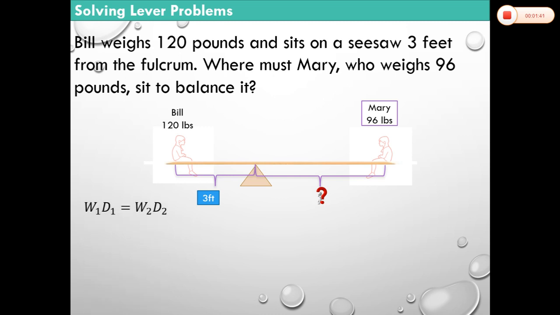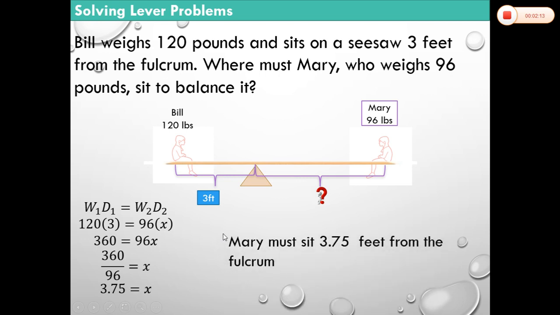By principle, W sub 1 times D sub 1 must equal W sub 2 times D sub 2. Bill is 3 feet from the fulcrum and weighs 120 pounds. So 120 multiplied by 3 is equal to 96 multiplied by x. 360 is equal to 96x. Dividing both sides by 96, we get x is equal to 3.75. Therefore, Mary must sit 3.75 feet from the fulcrum.